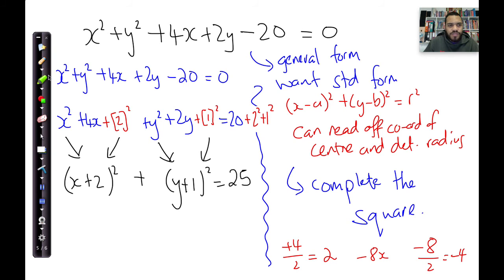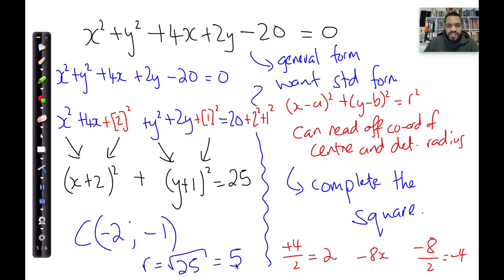Now the standard form is useful because if I've got it in standard form, I can just say the center for this circle is going to be minus 2 and minus 1, and its radius is going to be the square root of whatever is on this side, which is 25, and therefore the radius is 5. Okay, that's from general form to the standard form.